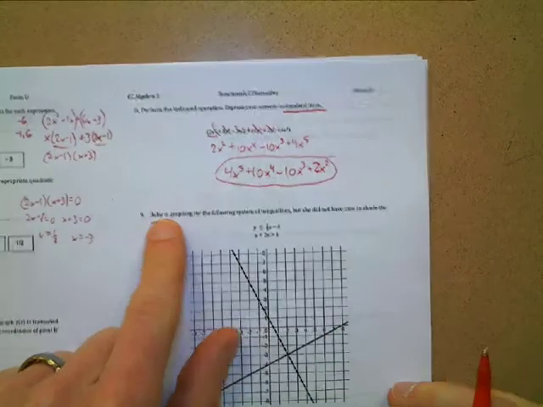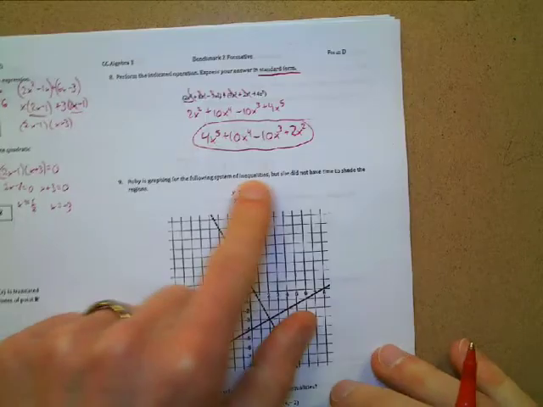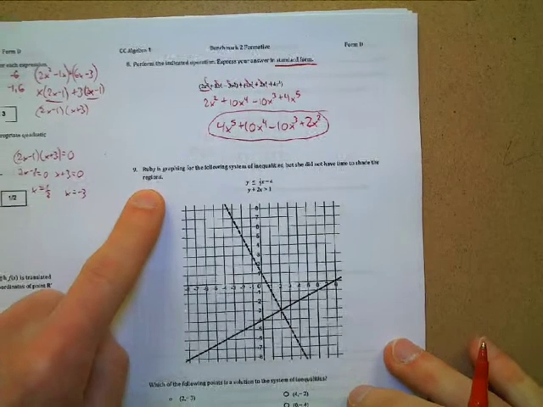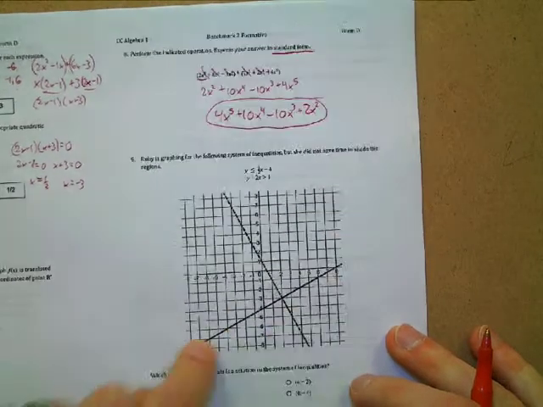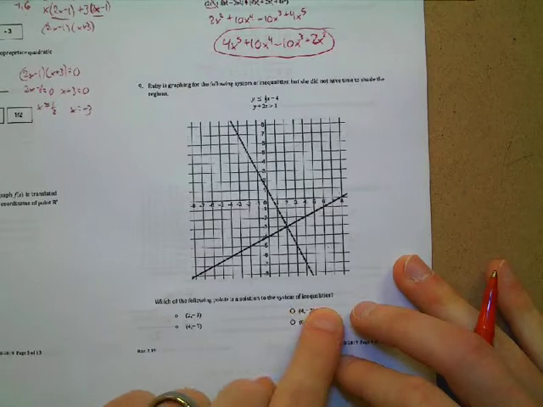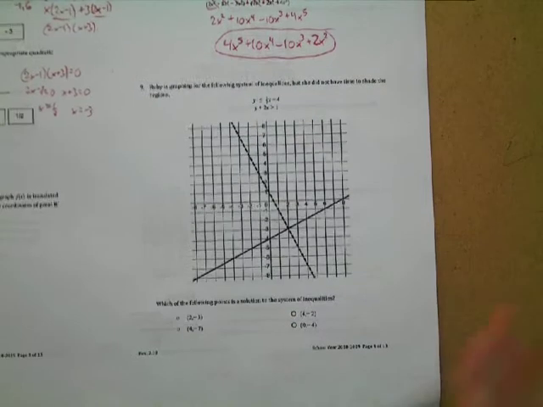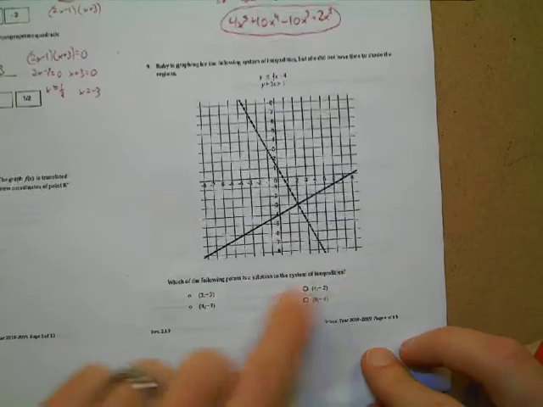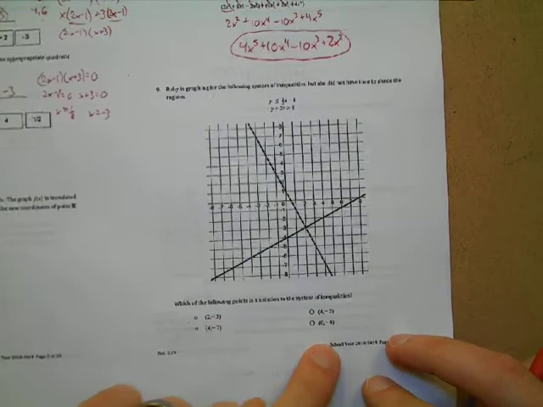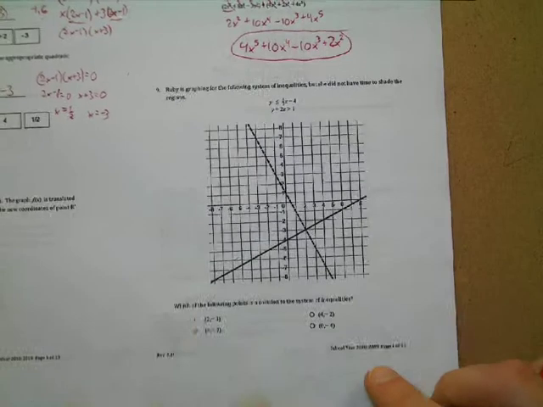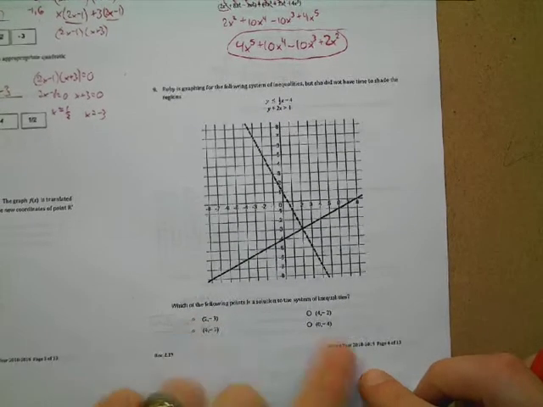Number 9, Ruby is graphing the following system of inequalities, but she did not have time to shade the regions. Okay, so here's the graph. Here's the inequalities, right? And then which of the following points is a solution to the system of inequalities? Okay, a couple options here. Option 1, you could guess and check each one of these in both inequalities. Only one of these points will make this inequality true because it says just which of the following. So I think there's only one answer here.